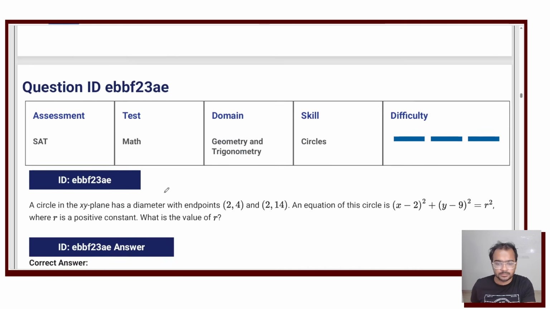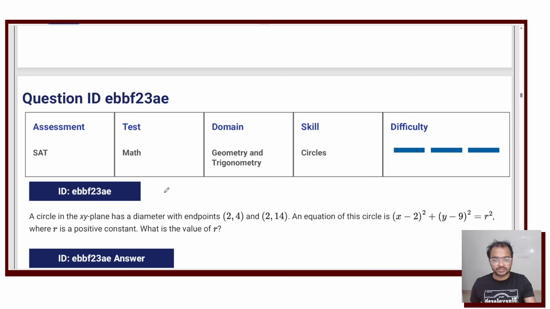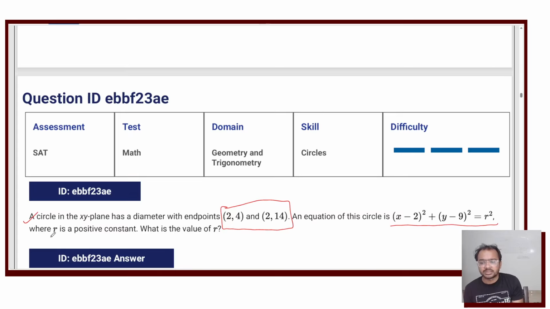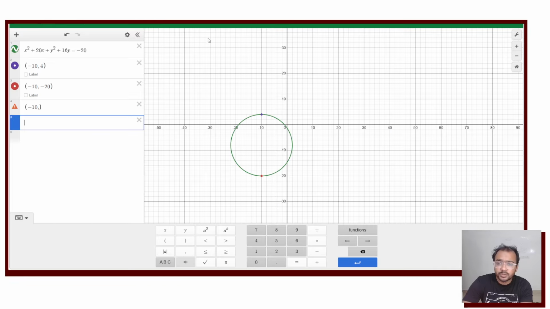Okay, so now we have this question. There is a circle in the xy plane having diameter endpoints. The endpoints of the diameter are given as 2, 4 and 2, 14. And the equation of the circle is given this way, where r is a positive constant. We need to find the radius here. So 2, 4 and 2, 14.